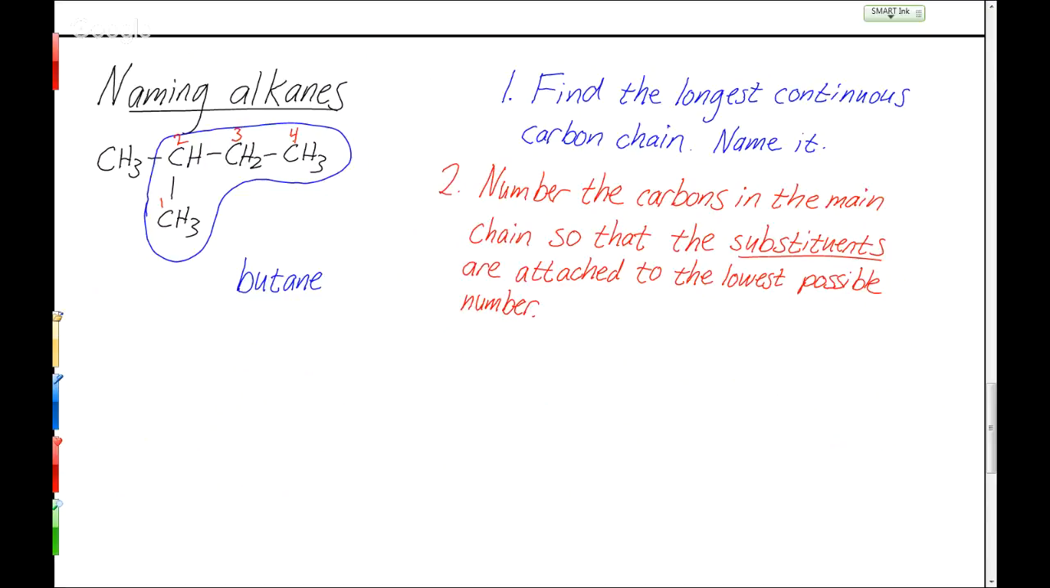So you're always going to number sequentially along the chain. You can't jump around from carbon to carbon. But you can start from either side. So you have to pick whichever side gives you the lowest numbers for the substituents.